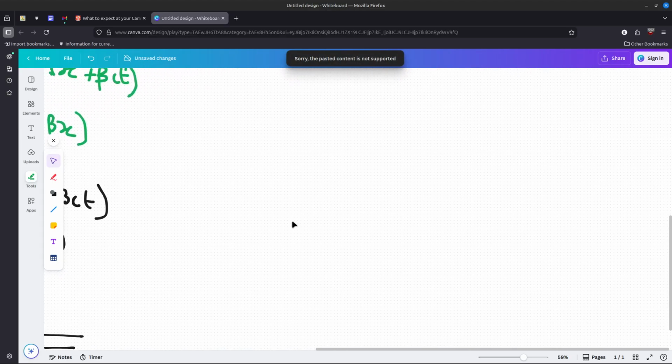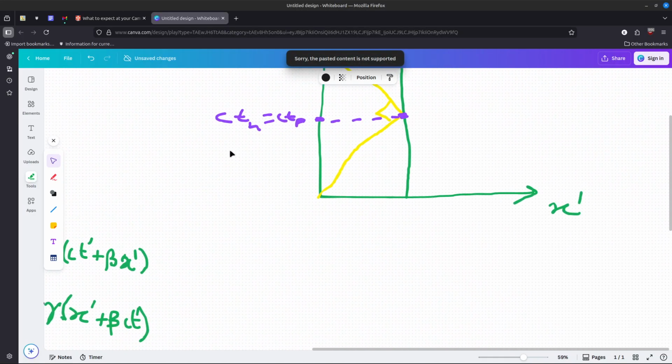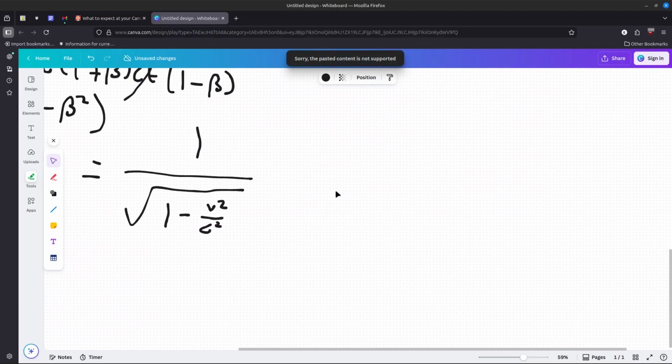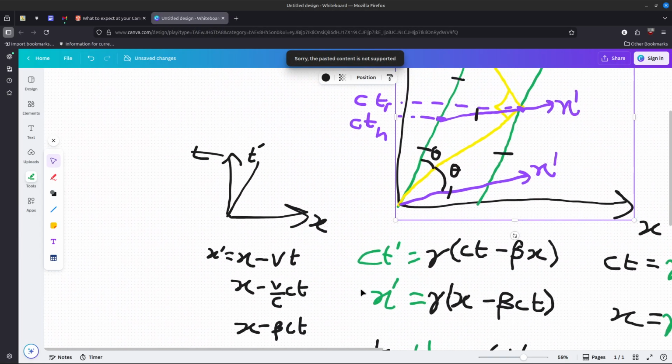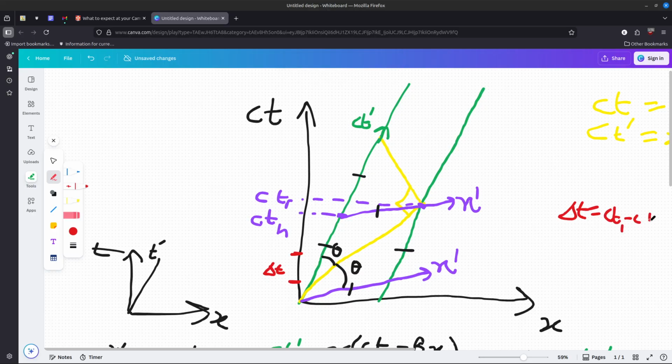Alright, now to look at what actually happens in these cases, let's try thinking of some time interval. So we have our graph here, back up here, and we want to look at, say, the time interval from here to here. So this time interval is going to be equal to ct1 minus ct2.